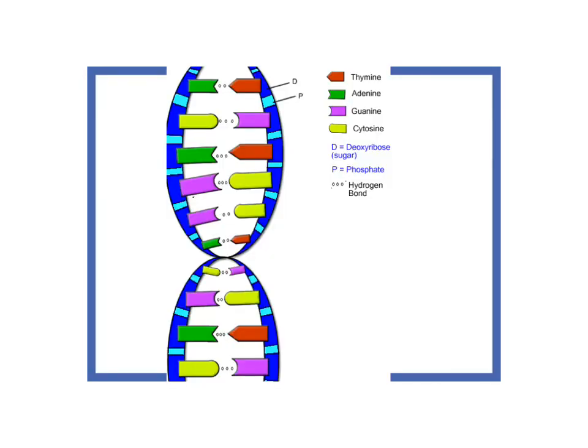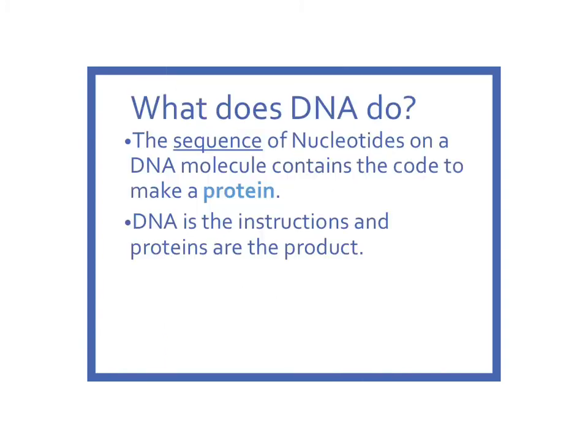Just want to remind you that DNA is a double helix shape, and it's composed of nucleotides that are made of a sugar and a phosphate, and there are 4 different bases, and it's in 2 strands, 2 different sides that are complementary. They base pair up, adenine with thymine and guanine with cytosine. It's held together by these hydrogen bonds. So let's talk about what it is that DNA is doing.